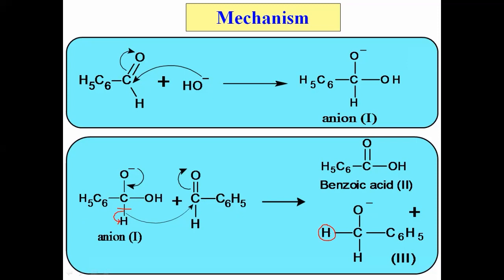But now remember one important thing. Generally hydrogen has a positive charge, and it is commonly called a proton. But in this case, hydrogen is transferred in the form of H minus, and H minus is called hydride ion. In this reaction, hydrogen is transferred in the form of hydride ion. Okay, this is the second step.